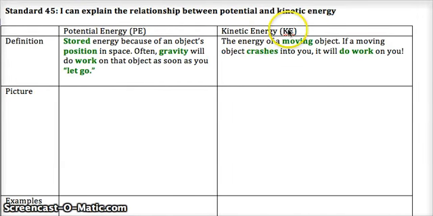Kinetic energy, which we're going to abbreviate KE, is just the energy of a moving object. Now, moving objects have energy because if a moving object crashes into you, it will do work on you. It will push you, and you will probably travel a distance. For a picture, you can draw a picture here of any moving object you can think of. I'll show you an example right now.